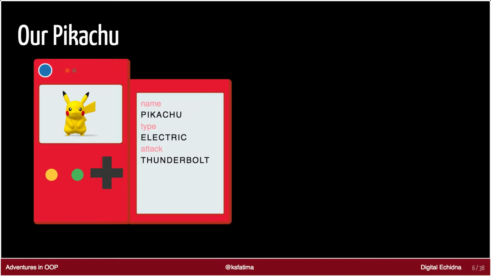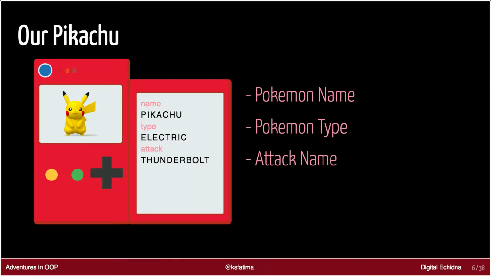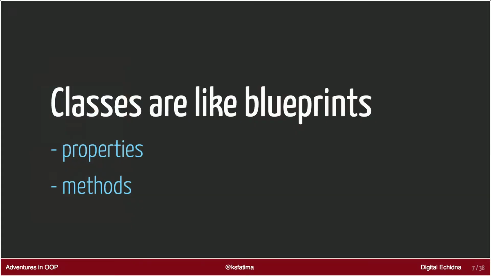With some information about our Pikachu, we can abstract out what these things are. I would think of them as data points. So we have a name, we have a type, and we have the name of an attack. This gives us properties about our Pokemon. This data is starting to look like an OOP concept called a class. I think of classes as blueprints, so they build the shape or attributes and relationships of the container that you're trying to build, which in our case is a Pokemon.